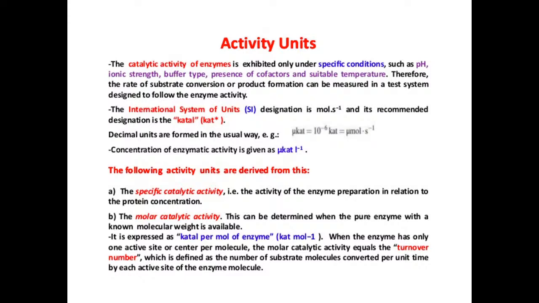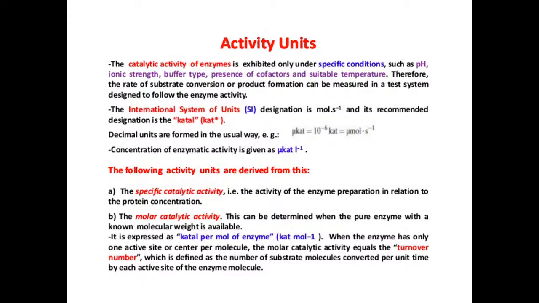So the following units are derived. As we have discussed, these are the three activities we are working on: enzyme activity, specific catalytic activity, and molar catalytic activity. Specific catalytic activity is the activity of an enzyme preparation in relation to the protein concentration. Molar catalytic activity can be determined with pure enzymes of known molecular weight. It is expressed as catal per mole of enzyme.